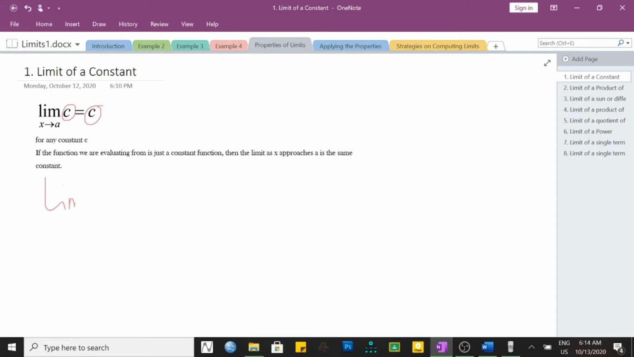For instance, the limit of a constant, say 4, as x approaches -1 maybe, is equal to the same constant 4. Another example, the limit of pi. What is pi? Pi is just a constant. As x approaches, say, 1/2, it doesn't matter what x approaches because our function here is just a very simple constant. Our answer is the same constant. That is our first property.